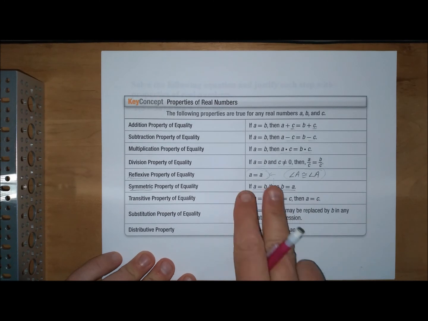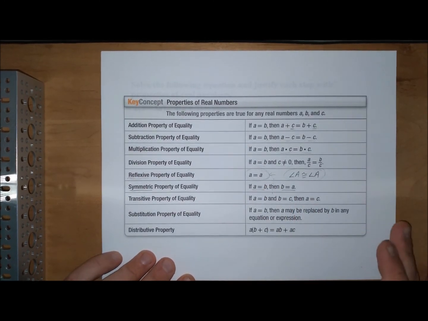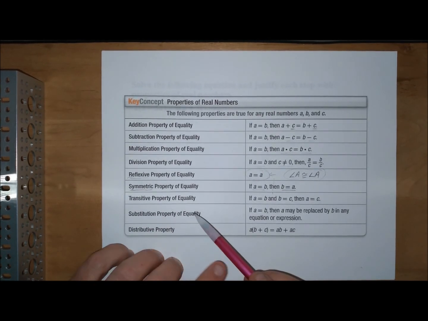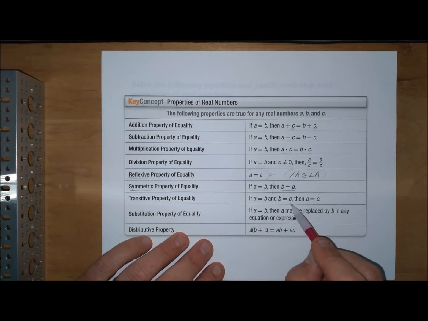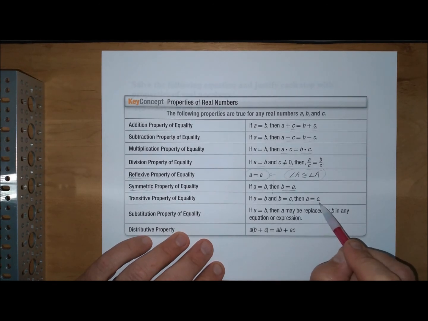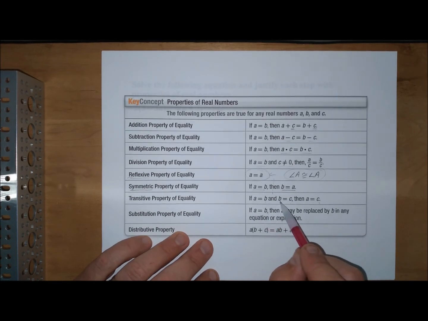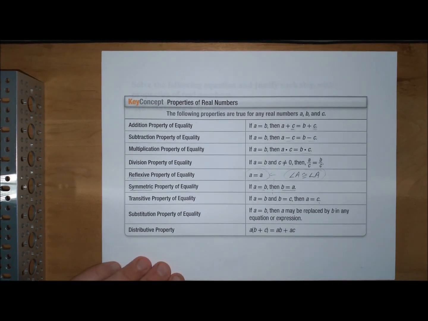Draw a line of symmetry, and you can flip that equation over, and it's still the same thing. Okay, our transitive property of equality says that if A equals B and B equals C, then I should be able to conclude that A must equal C, right? And we're going to use this a lot, the transitive property of equality. We're also going to use the transitive property of congruence a lot when we get into our geometric proofs.